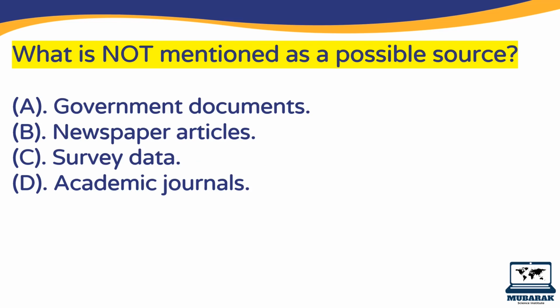Question for number 50. What is not mentioned as a possible source? A. Government documents. B. Newspaper articles. C. Survey data. D. Academic journals.